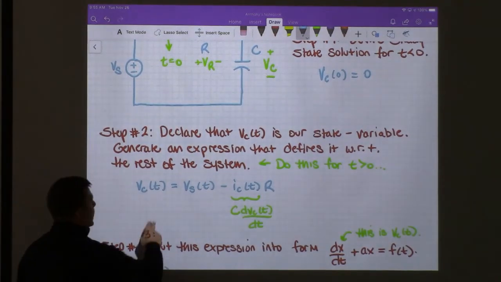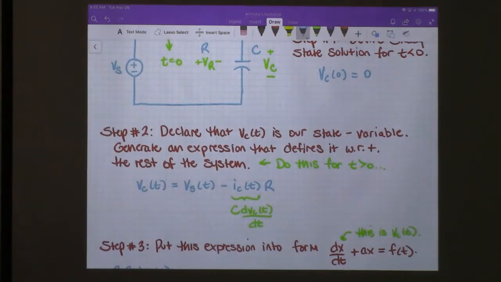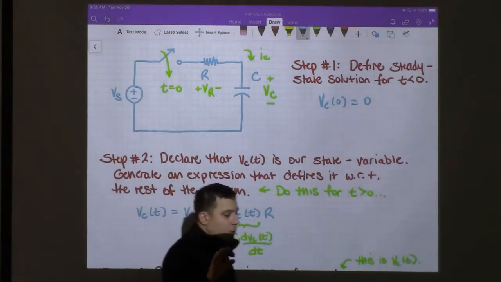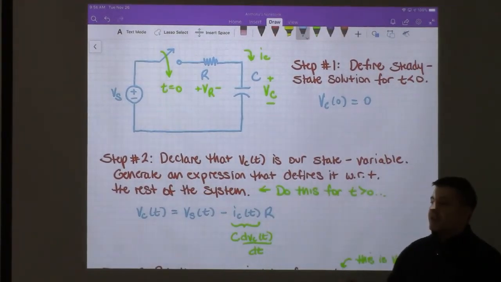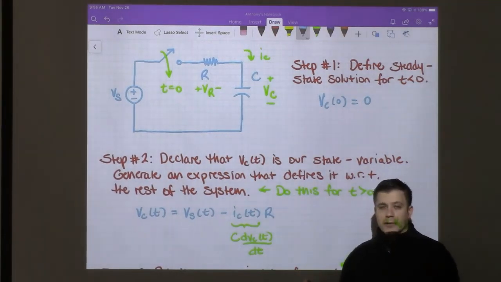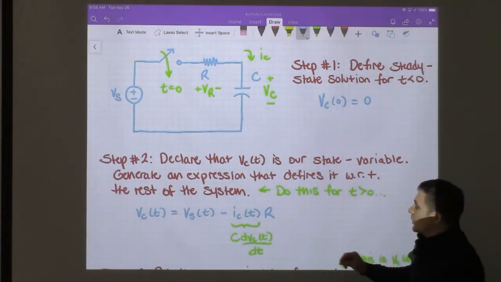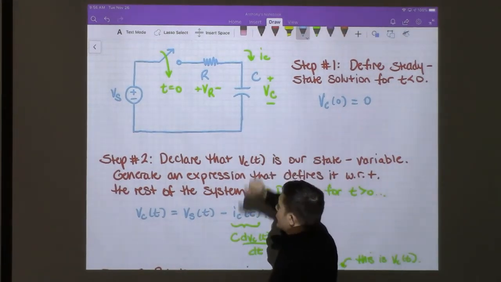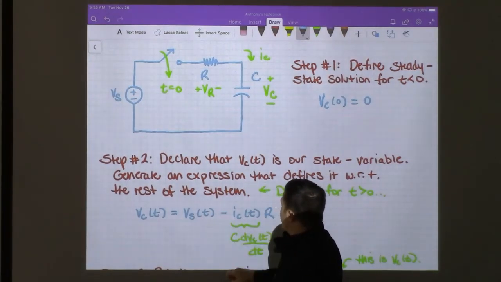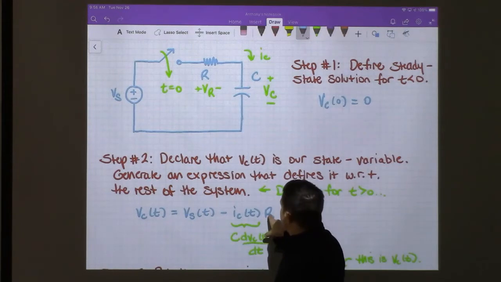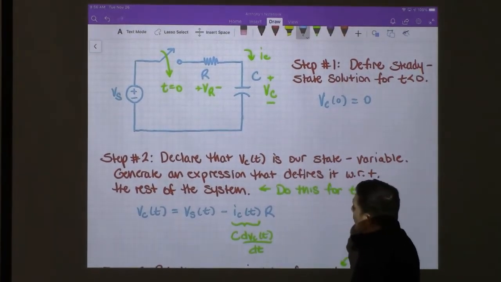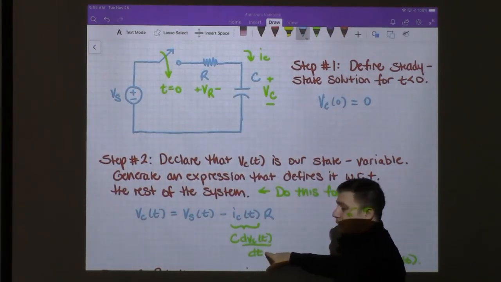Actually, in this case, we use KVL, so this breaks the rule that I just set. Maybe I should go ahead and not state a rule. Essentially, what you need to do regardless is find an expression, whether it's KCL or KVL or whatever, that puts the system in terms of VC. And so what we used here was KVL. The voltage across the capacitor is equal to Vs minus IC times R. And so then now we can substitute in for IC with C dVc dt.